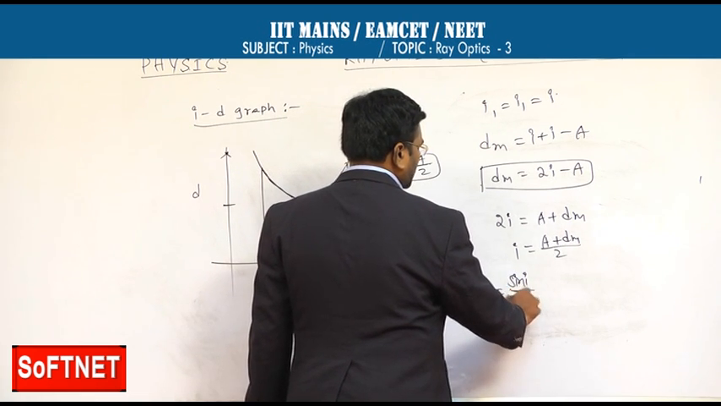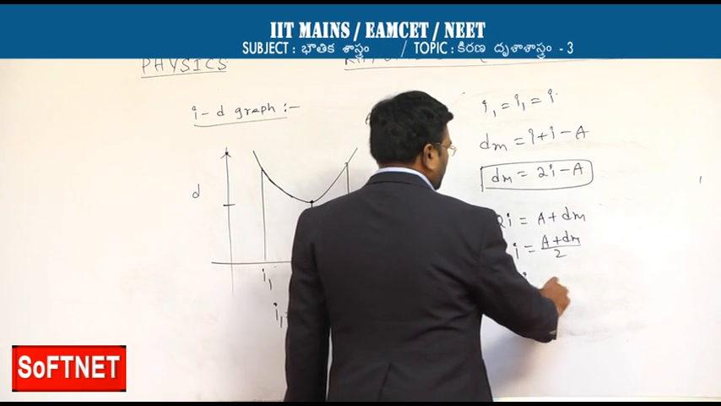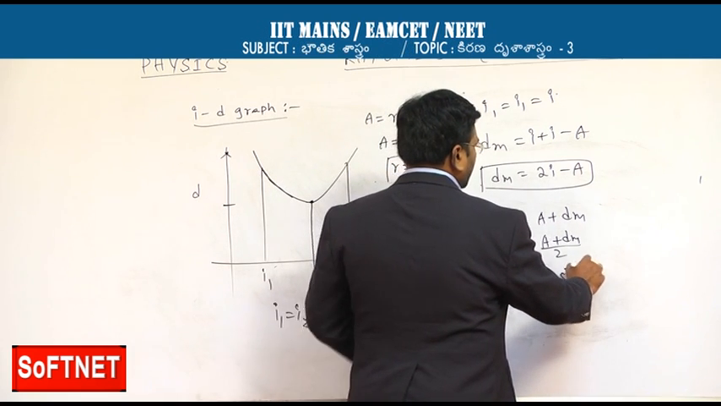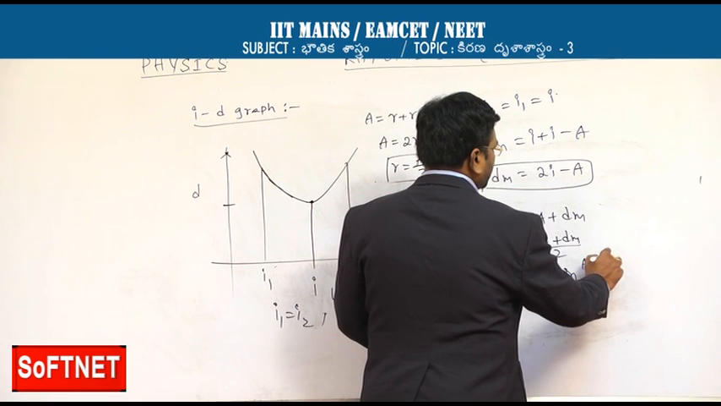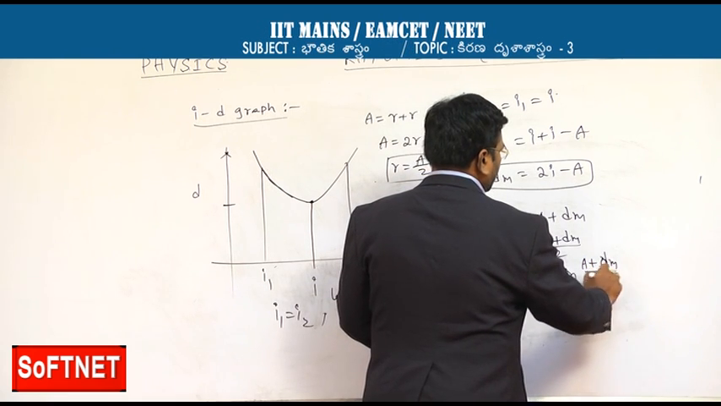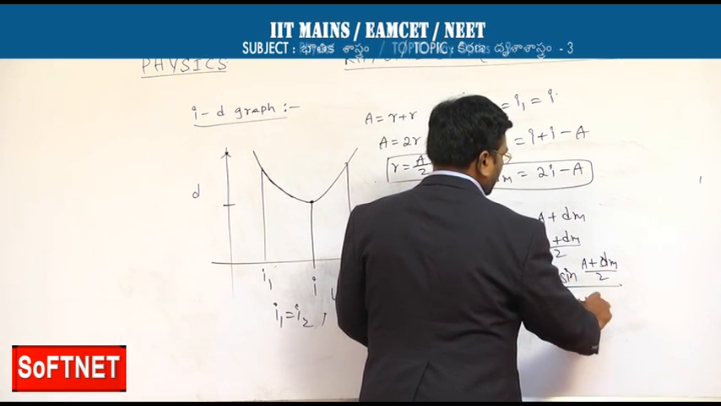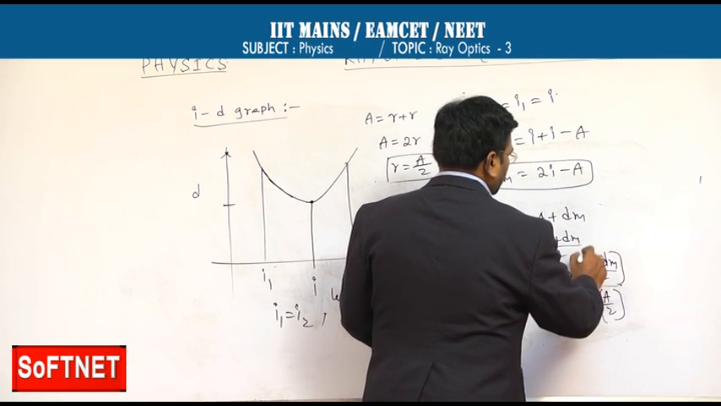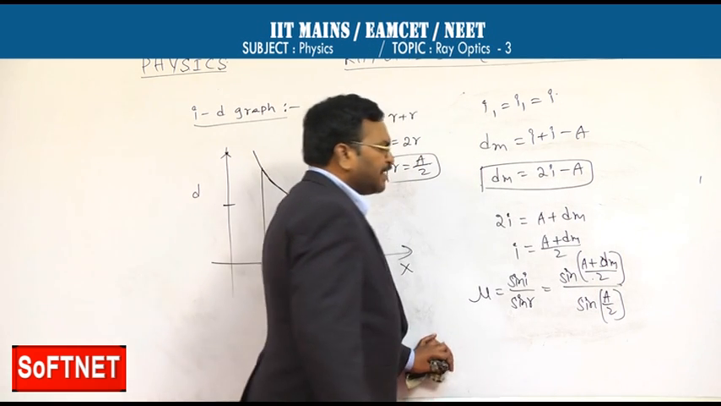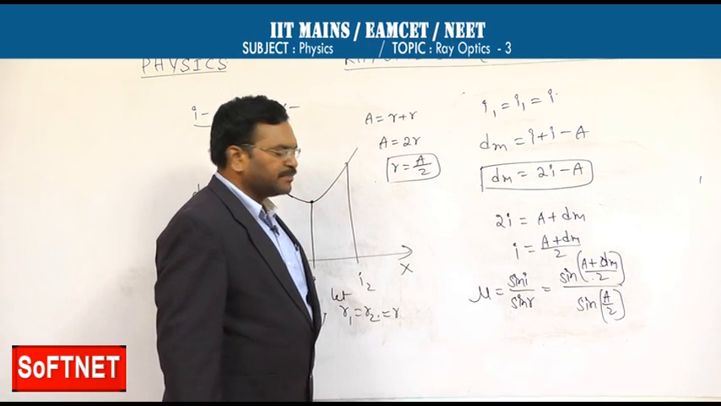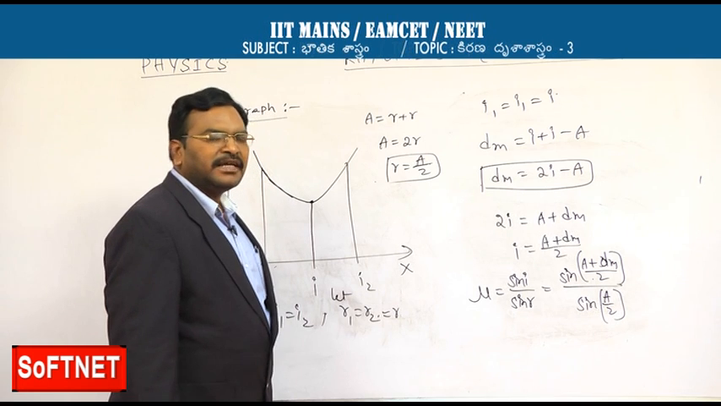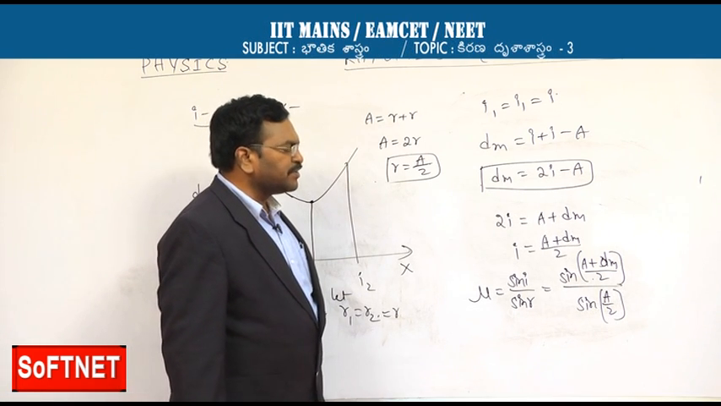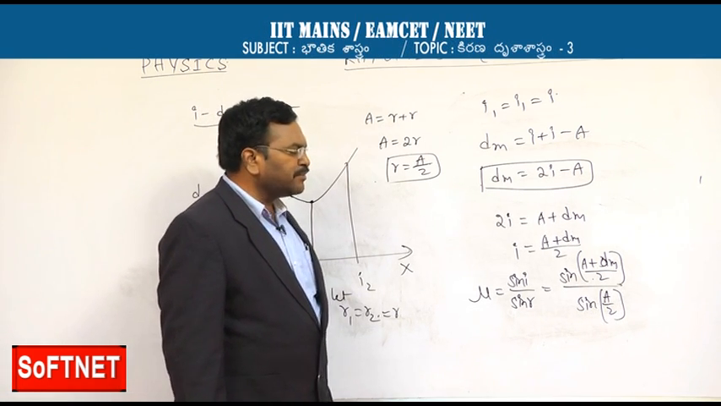Mu is equal to sin I by sin R. So sin I value how much? Sin (A plus dm) by 2 by sin A by 2. This is the refractive index of the material of a prism. Mu is equal to sin (A plus dm) by 2 by sin A by 2.